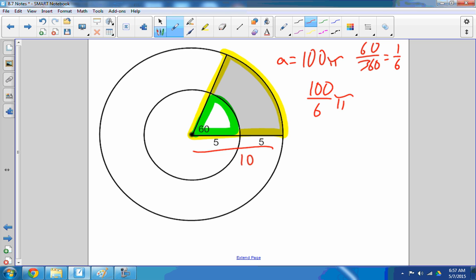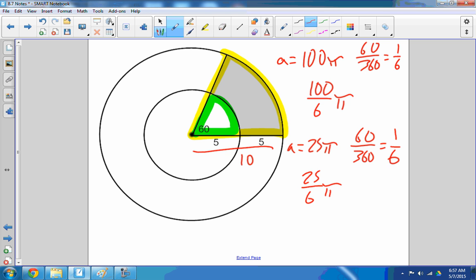And then the green shaded area, that area is 5 squared, so 25 pi. Percentage is the same, 60 over 360, which is 1 over 6. And then we multiply those, that's 25 over 6 pi.